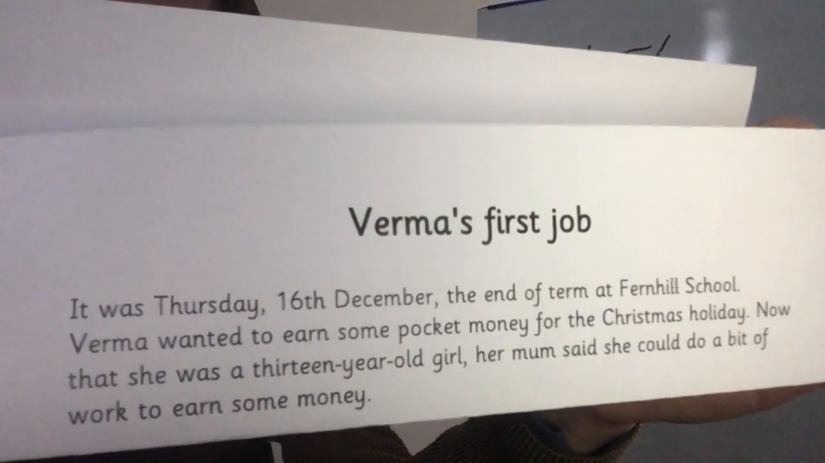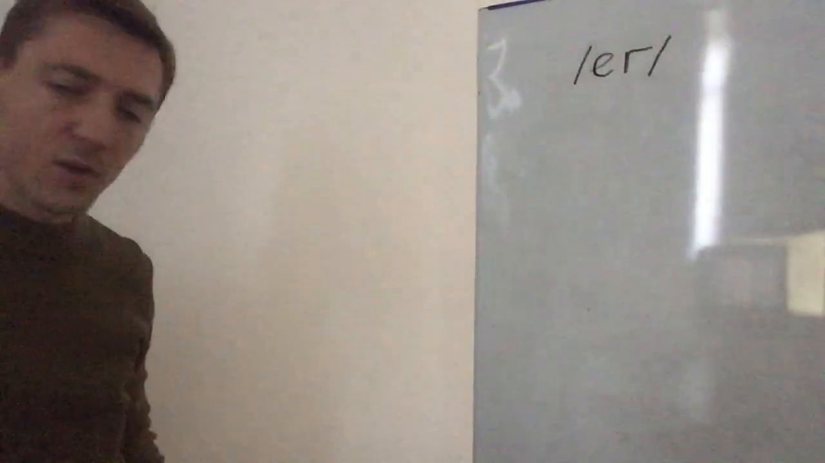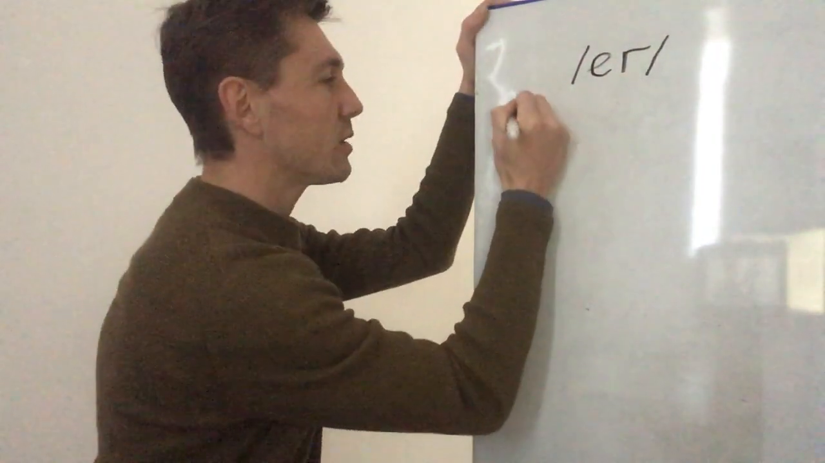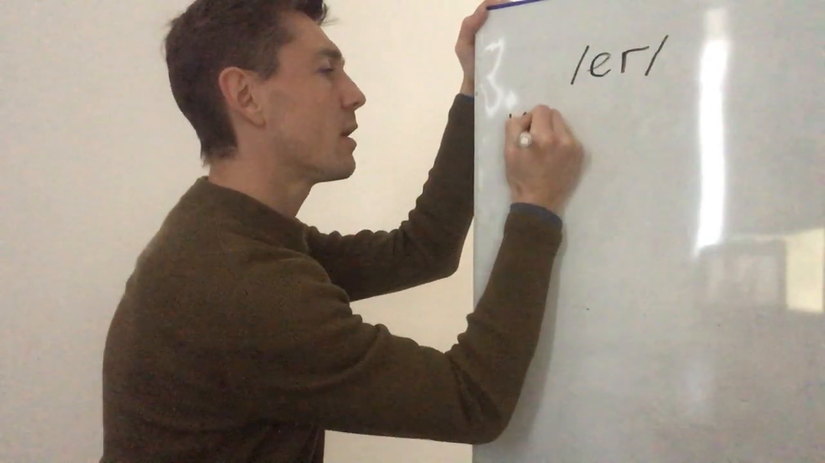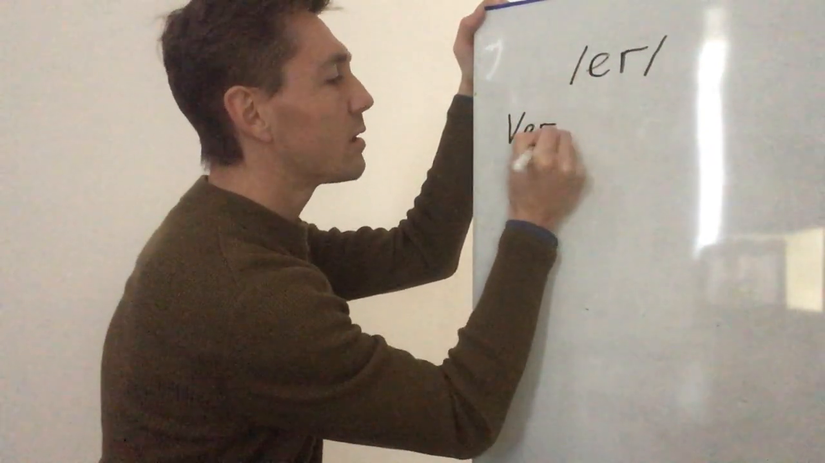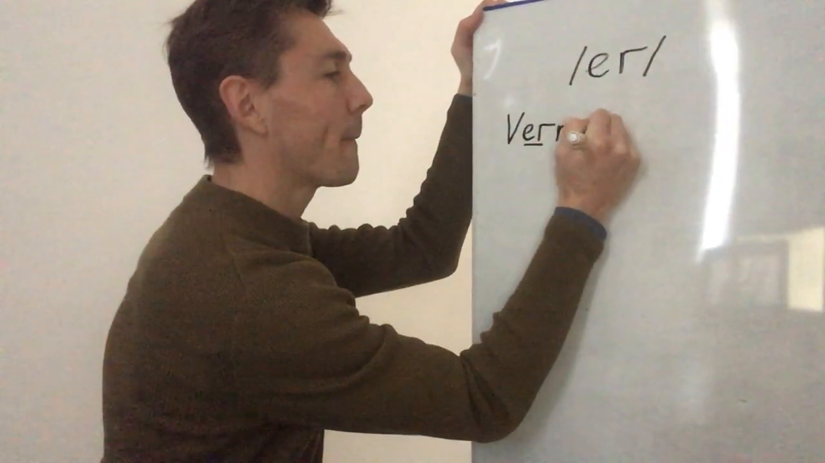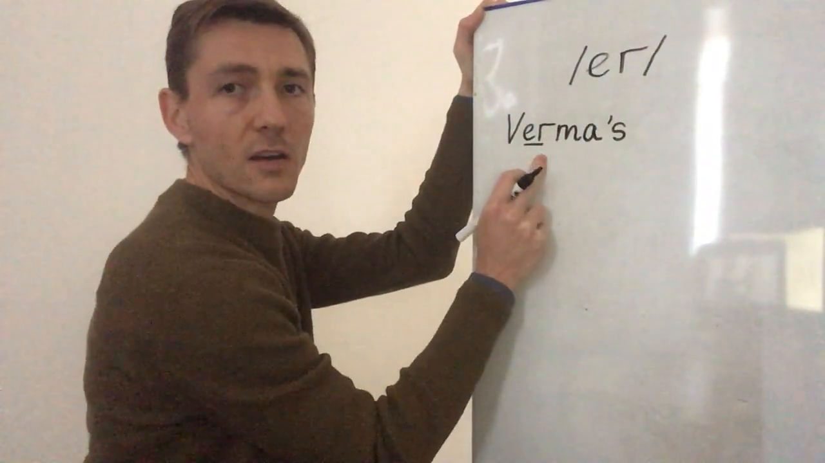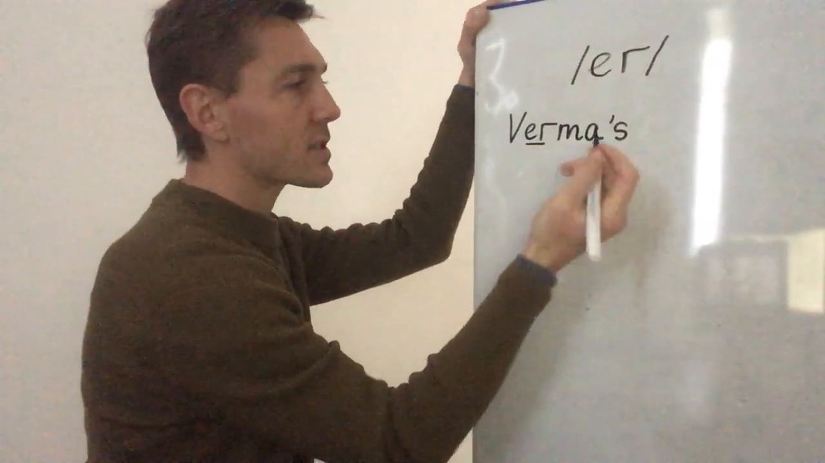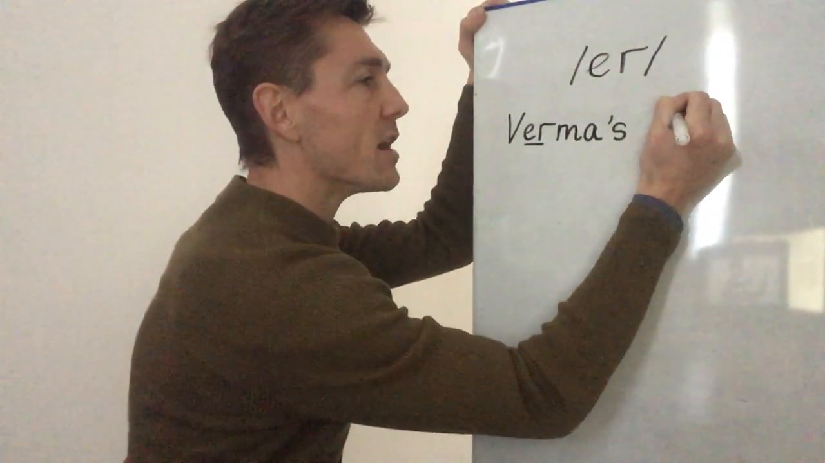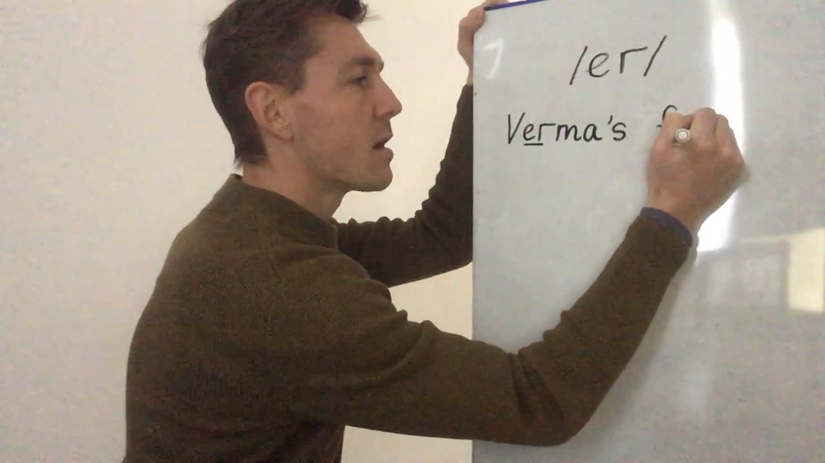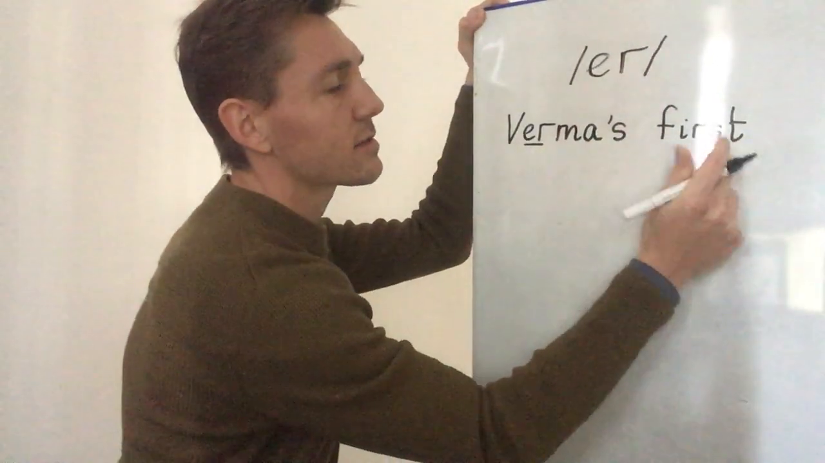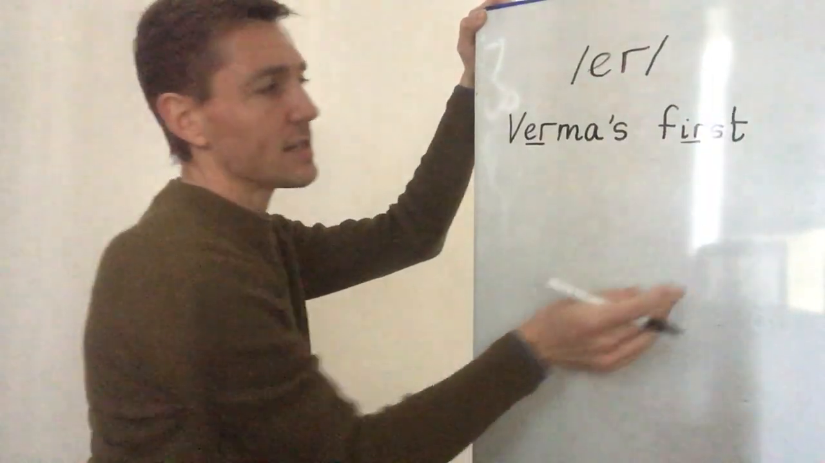So I'm going to write those words on my board up here, or on your piece of paper that you've got. I'm going to write the word Verma's using the sounds: V, apostrophe z. And I've underlined that ER spelling in Verma's because I spotted it. And the word first. First, and I've underlined the spelling in first.